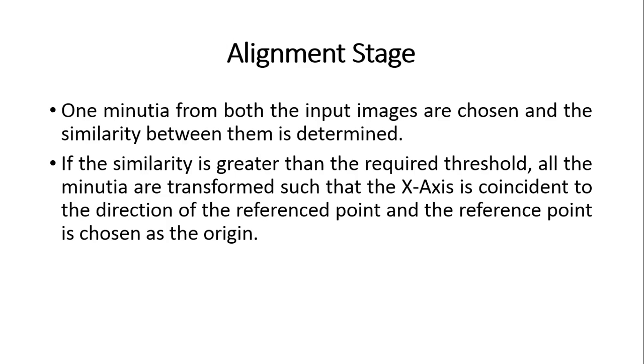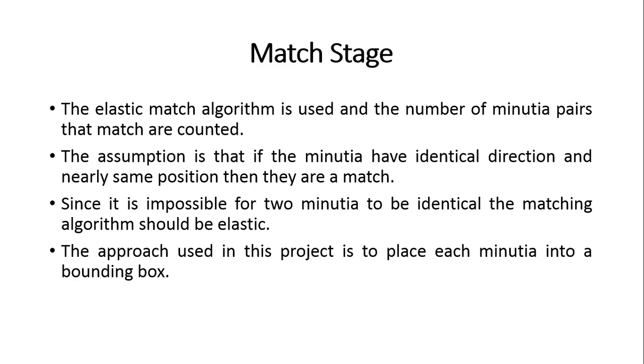2 steps. The first step is the alignment stage. One minutia from each of the input images is chosen and the similarity between them is determined. If the similarity is greater than the required threshold, all the minutiae are transformed such that the x-axis is coincident to the direction of the reference point and the reference point is chosen as the origin.